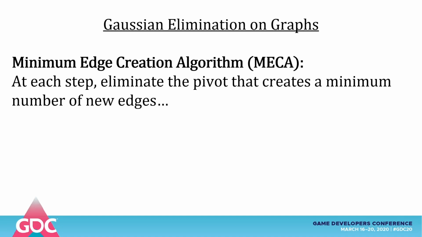The minimum edge creation algorithm is very simple. At each step, it eliminates the pivot that will create the minimum number of new edges. That is, the pivot whose neighbors have the smallest number of missing connections between themselves. It does require an expensive search step, but it is affordable on graphs of a few hundred nodes.